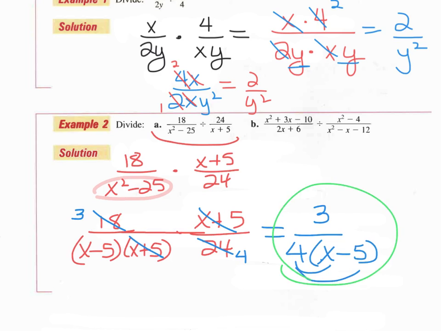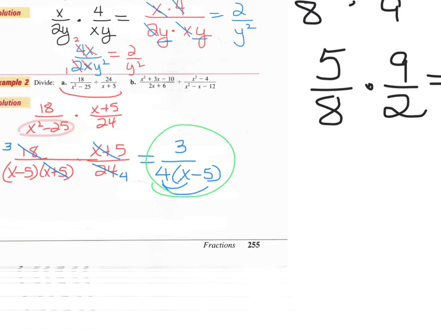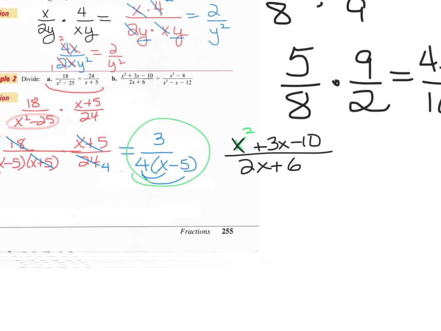Let's try example B. This one, I've got to factor all 4 pieces. So again, first thing I'm going to do is flip it. So I'm going to write x squared plus 3x minus 10 over 2x plus 6. This one stays the same. Change the division to multiplication, and now flip the fraction upside down.